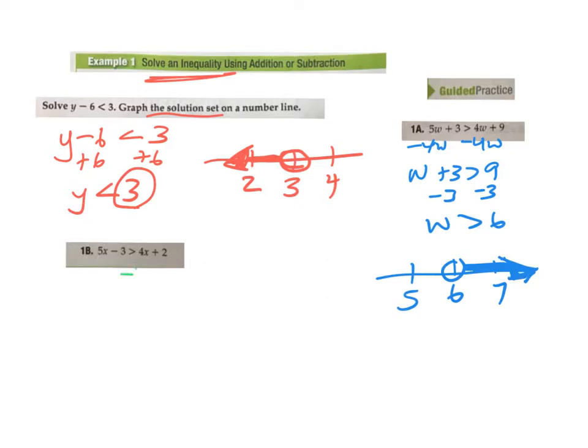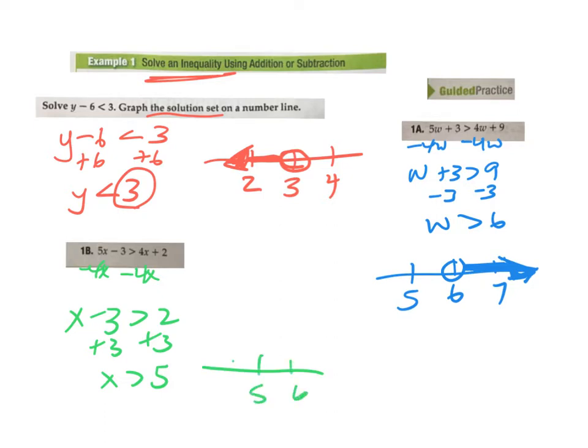This example, I'm going to do the exact same thing, move my letters to the left, which gives me x minus 3 greater than 2. I can add 3 to both sides, and x is greater than 5, and then the graph is 5, 6, and open circle again, and goes to the right.